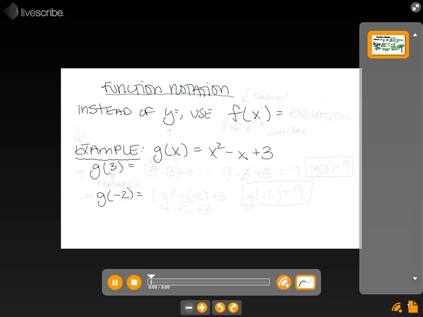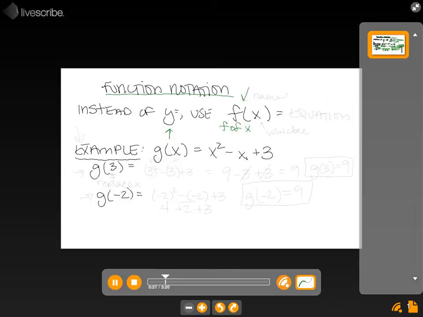Alright, one little thing from section 2.1 that you need to know about is called function notation. It's just a different way of writing what an equation or a function would look like. So instead of saying y equals, we use f of x equals. That's how we say it, f of x.